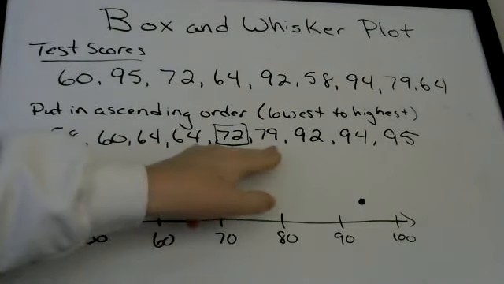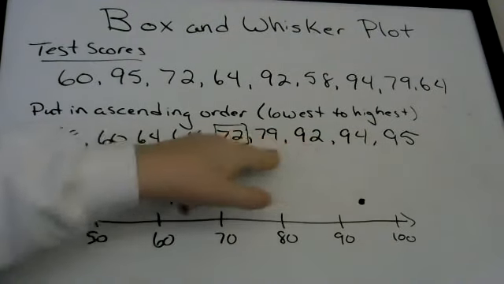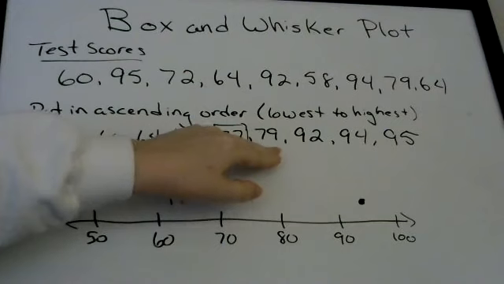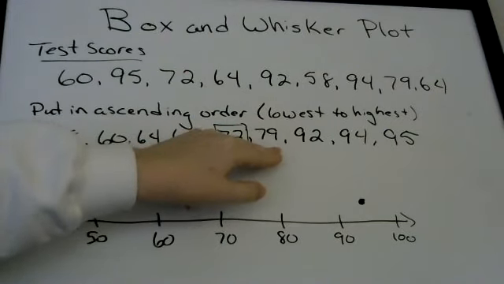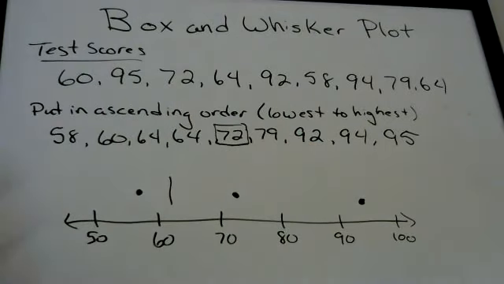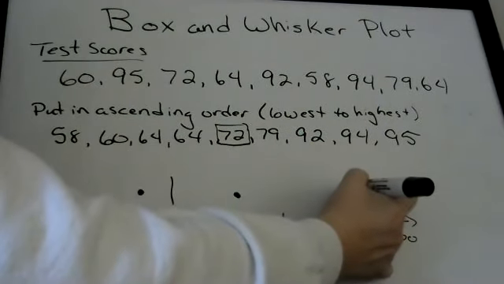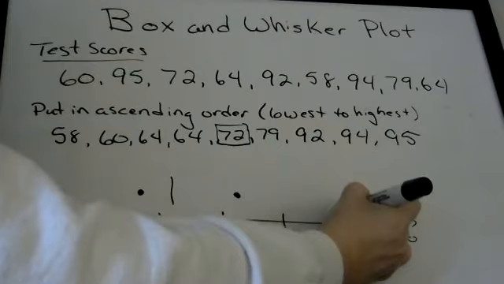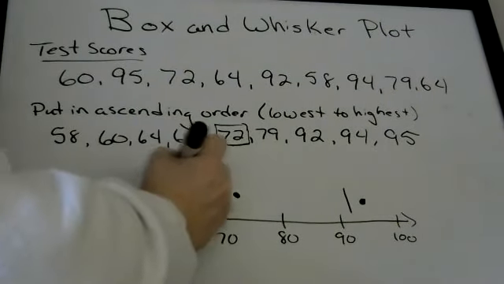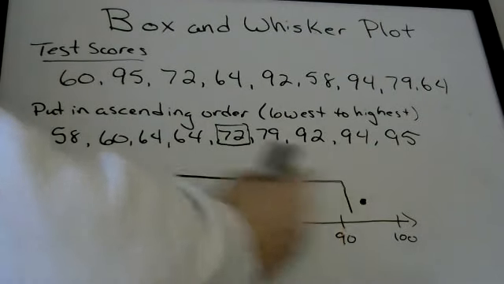Then we do the same on this side. 1, 2, 3, 4. We look at these 4 numbers and find the median. So again, it's between 92 and 94. Take the average, so it's 93. So that's the upper quartile. Then we just draw the box. We just connect those 2 lines.